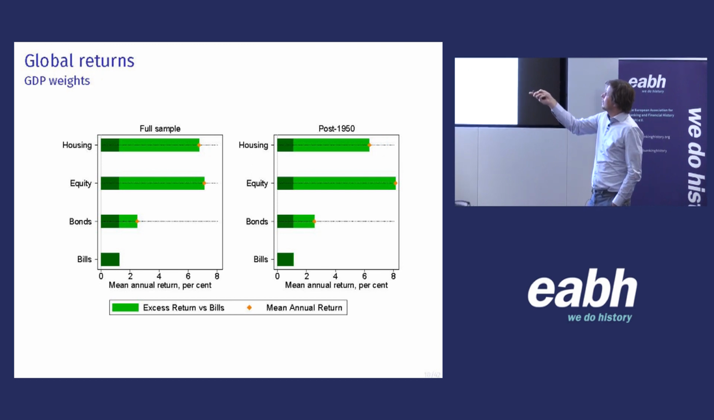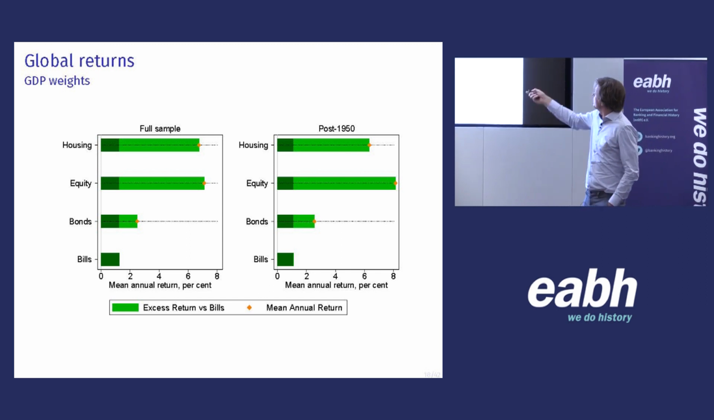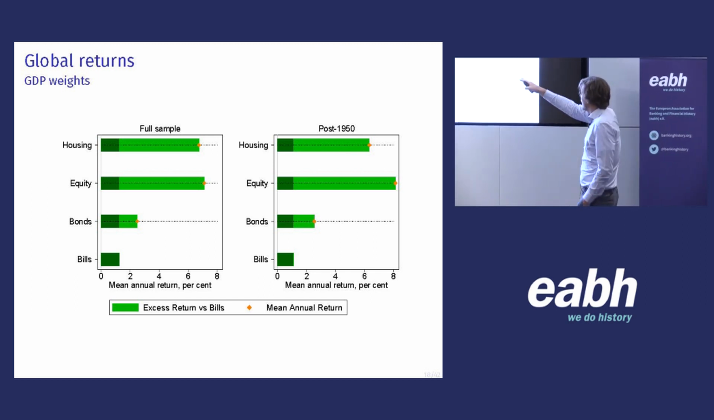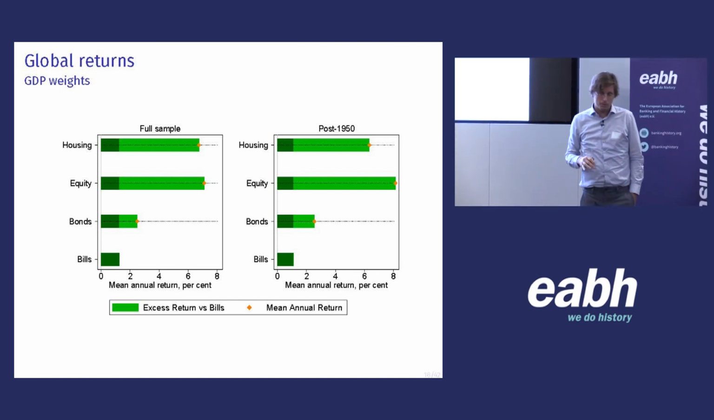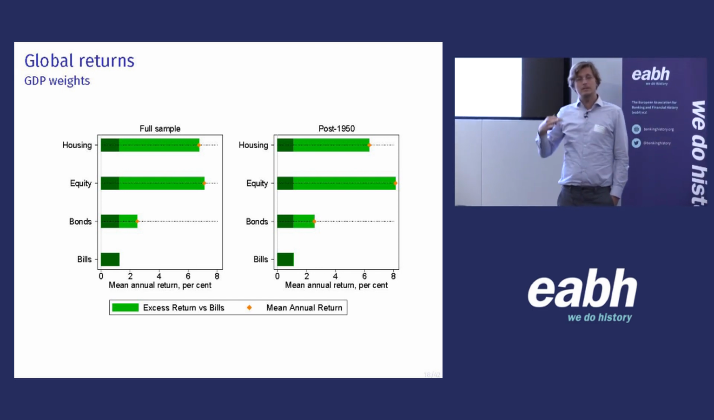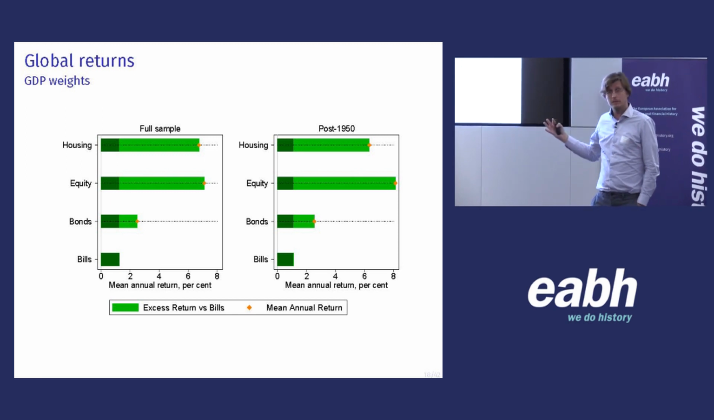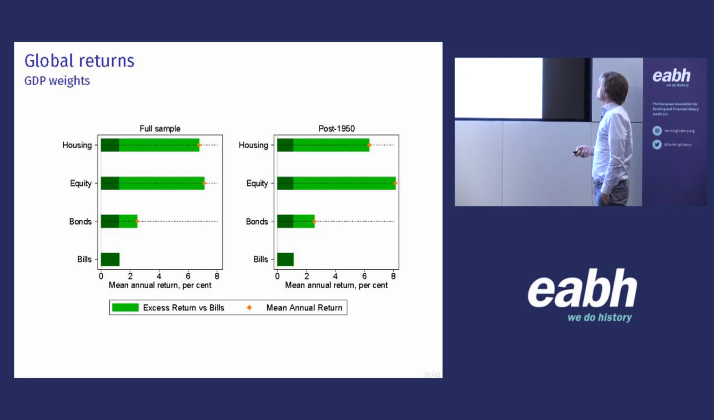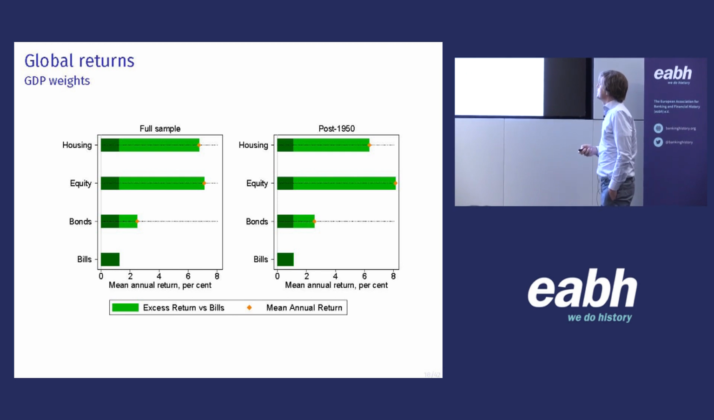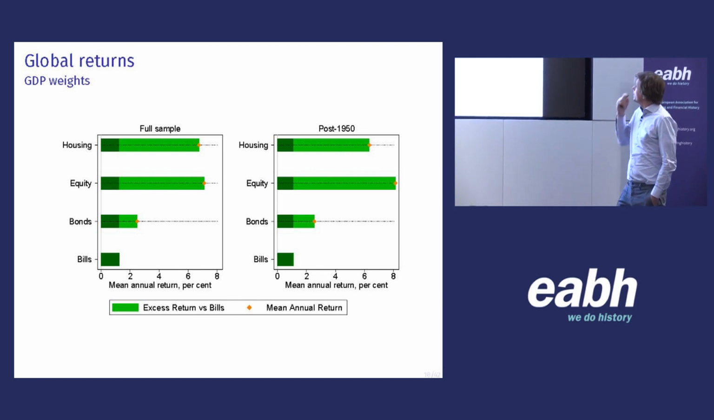This is now weighing countries equally, 16 countries. If we do this by GDP, you see again for the full sample now, I think equities are ahead by a few basis points and maybe even a little bit more post-1950. But still, these long-run returns on residential real estate remain quite substantial and comparable to equity returns in many countries. Here you get the numbers.